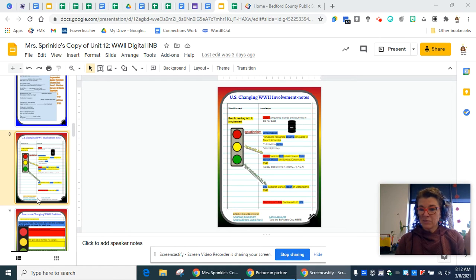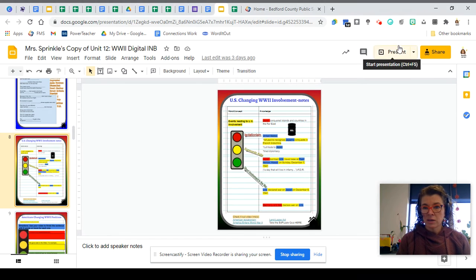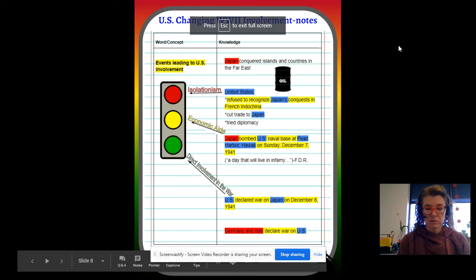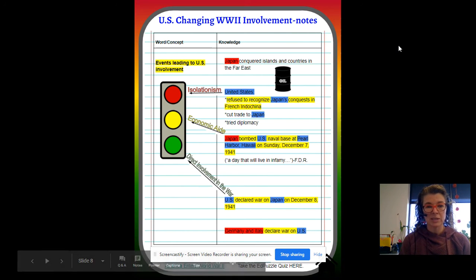So today we are going to be working on learning the changing roles of the United States throughout the war from the 30s, from giving aid and helping our allies to direct involvement in the war. So if you will navigate to slide 8, and let me go into present mode. We'll chat about this and then you can get started on your assignment.